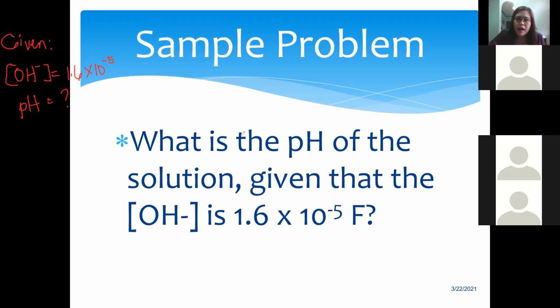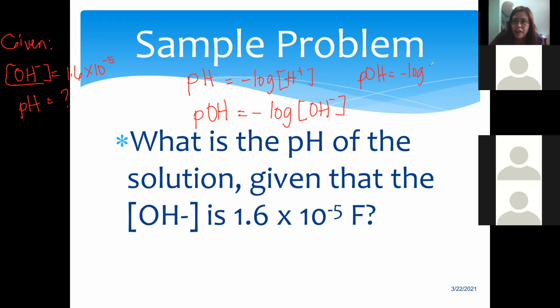So hindi siya nagtutugma class, kasi remember that if we want to compute for the pH, the given should be H plus. But hindi H plus ang given, OH man. So you cannot directly compute for the pH. So ang unang gawin mo class kapag ganito ang given, you have to compute first for the pOH. Kasi ang OH class is directly involved sa pOH. So mag-compute tayo ng pOH.